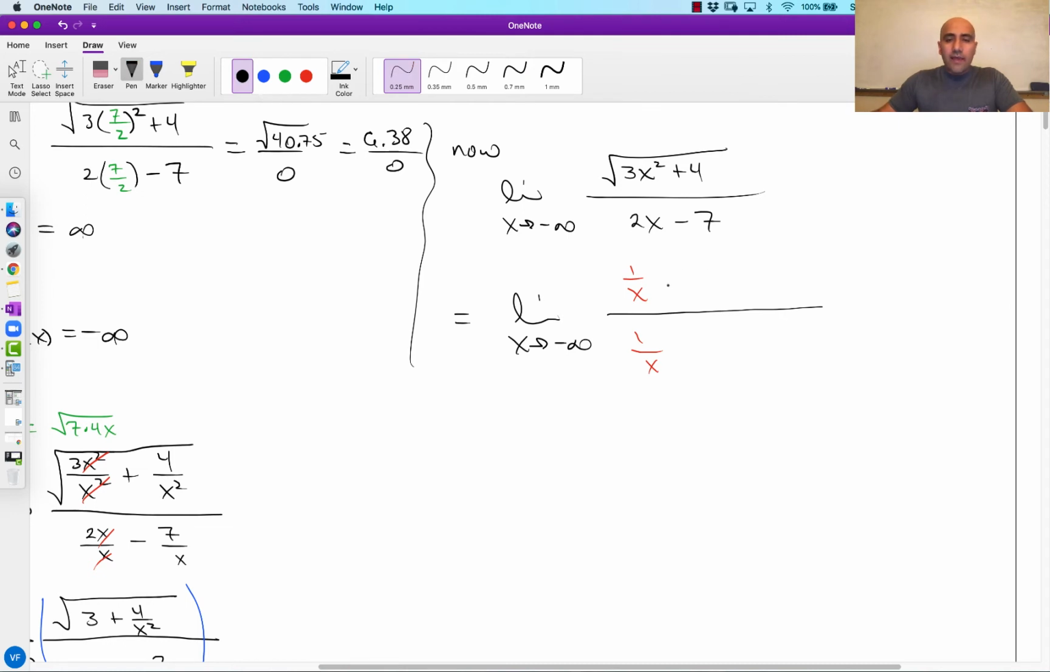Okay, so then that gets multiplied by the square root of 3x squared plus 4. And then here we have 2x minus 7.